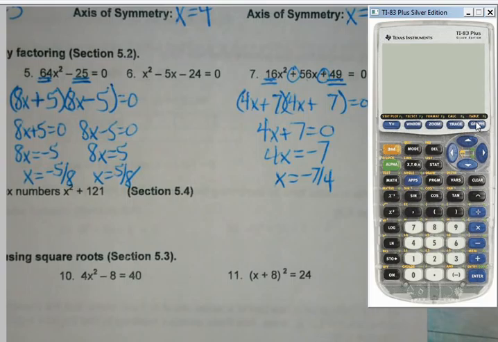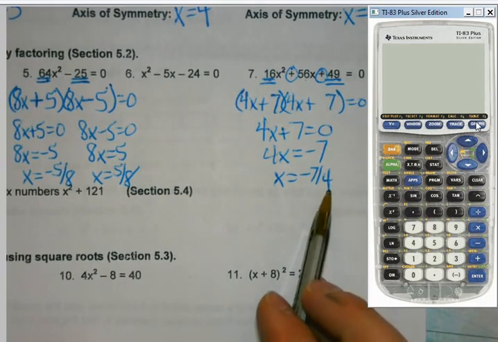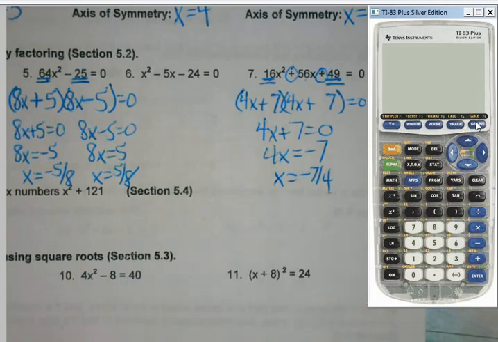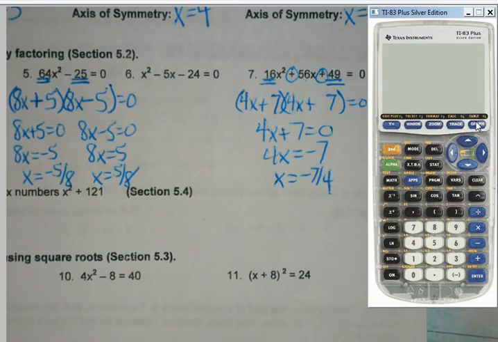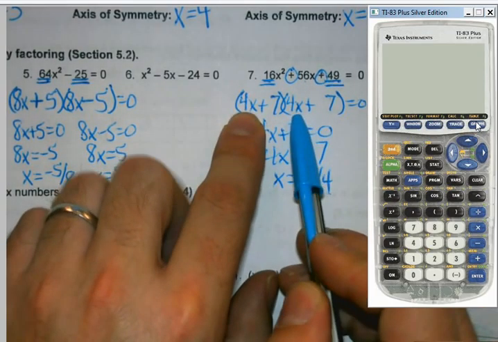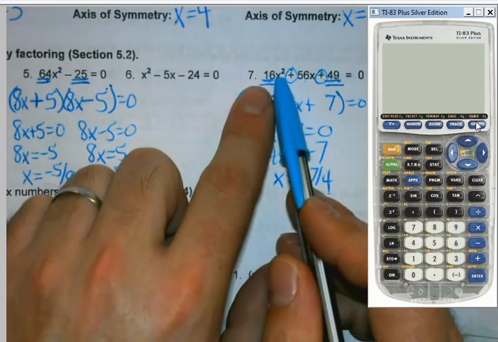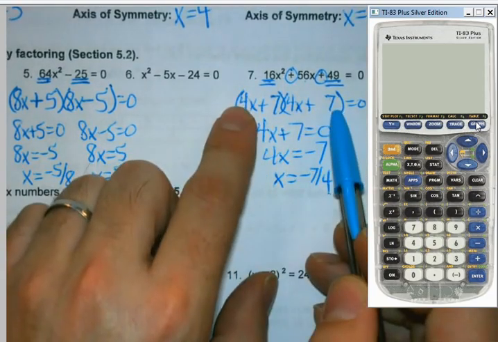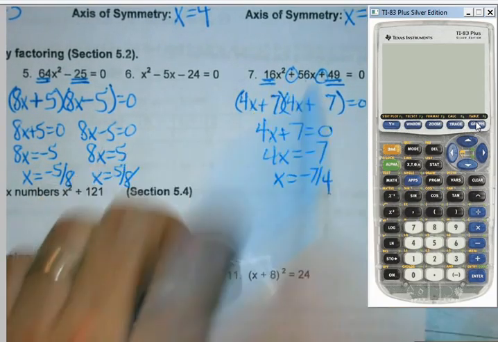No, that'd be okay. You could go to a decimal if you wanted to on this. It's still there. If I were to FOIL this out, 4x and 4x is 16x squared, and then I get 28x and another 28x. So it's still there.